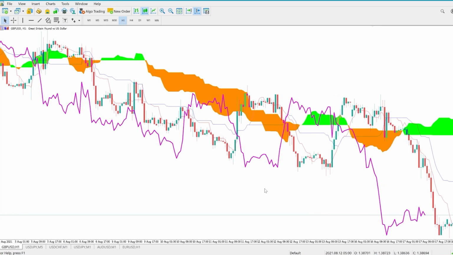I also want to add another point. We can use the Chiku span line to draw SNR, support and resistance lines. We can identify areas where peaks or valleys have formed and draw lines on the chart at these points to assess their strength and effectiveness.